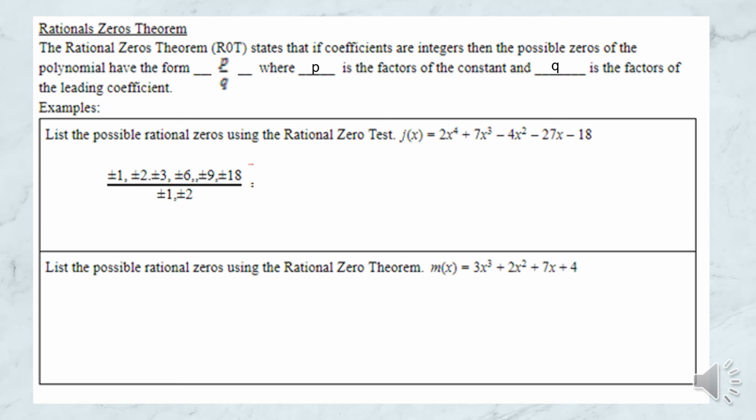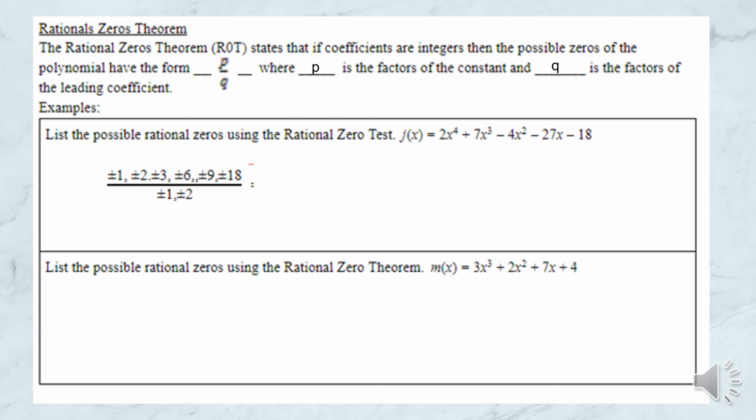possible factors of each. P, which was the factors of negative 18, I can get negative 18 in a bunch of different ways. I can do 1 times 18. I can do 1 times negative 18. I can do negative 1 times positive 18. I can do 2 times negative 9. I can do negative 2 times positive 9. I can do positive 3 times negative 6, and I can do negative 3 times positive 6, which is why you see all of those plus or minus numbers. However, for my leading coefficient, my Q term, the only way I can get 2 is by multiplying 2 times 1 or negative 2 times negative 1.